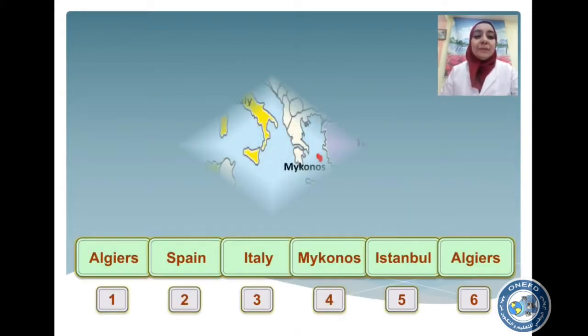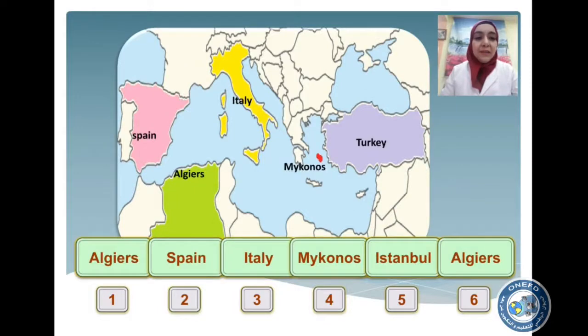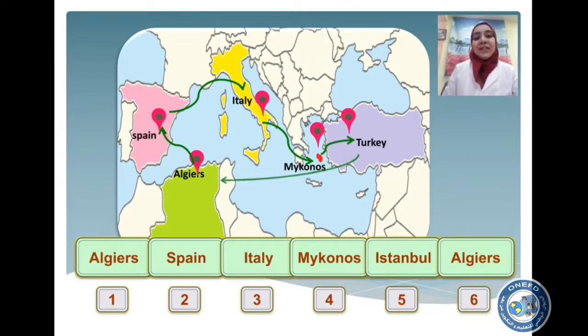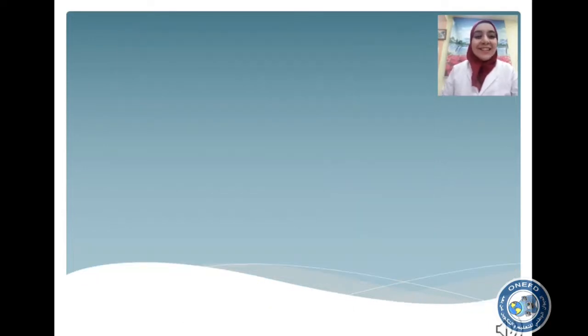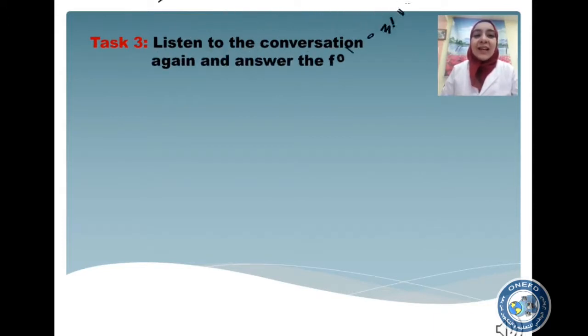Great. Now, this is the itinerary on the map. So from Algiers to Spain to Italy, then a stopover in Mykonos to go to Turkey, and then back to Algiers. Great. That's nice. We will travel with Nabila for few sessions. Listen to the conversation again and answer the following questions.